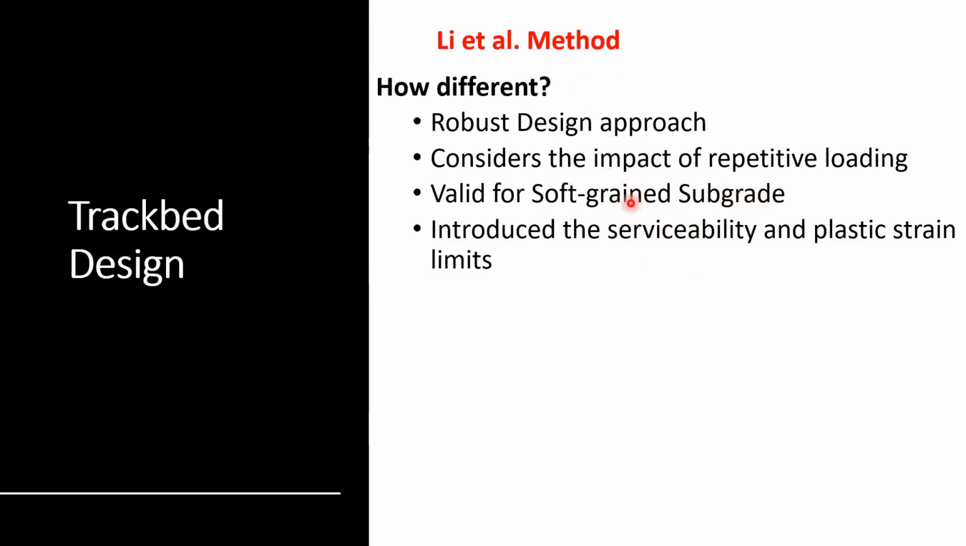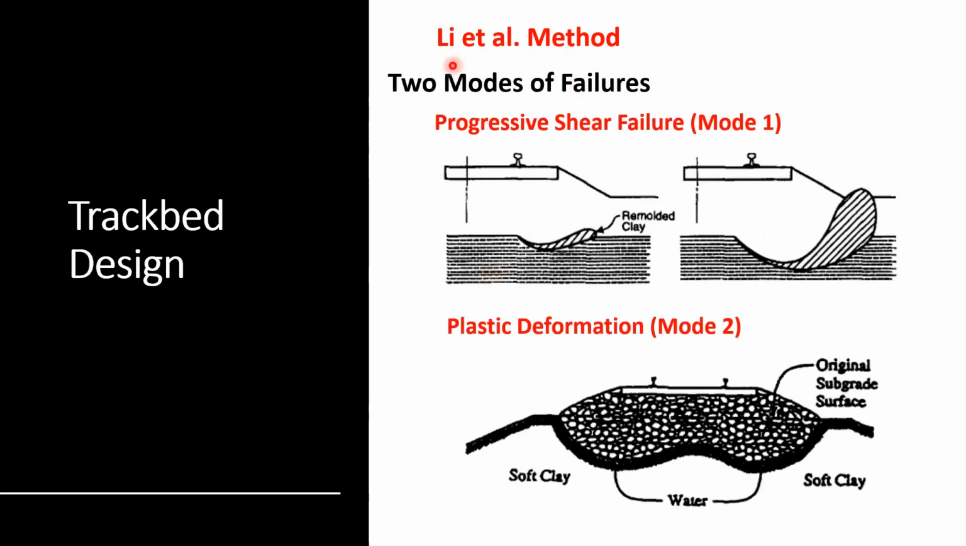The good thing about this method, Li et al., is it introduced also the serviceability and the plastic strain limits. And that's, again, a concept that is not quite appreciated by other methods. So in Li et al., you're dealing with two modes of failure. We have the progressive shear failure, and that's basically when the load is excessive compared to the capacity of your subgrade, and then you start forming this rutting basically of your subgrade due to the excessive settlement and shearing along your subgrade. So it's very similar to a bearing capacity failure.